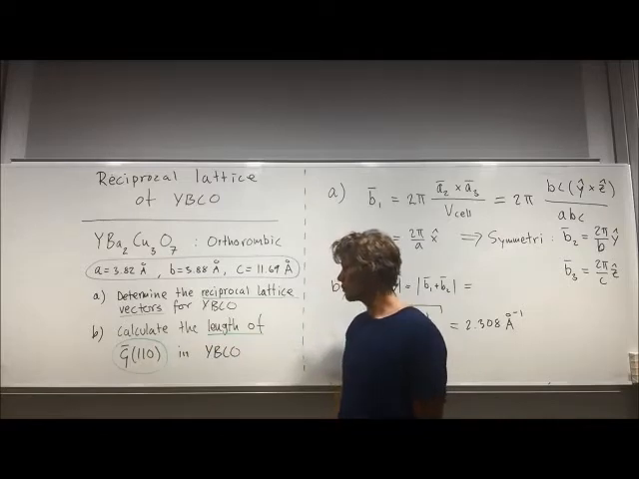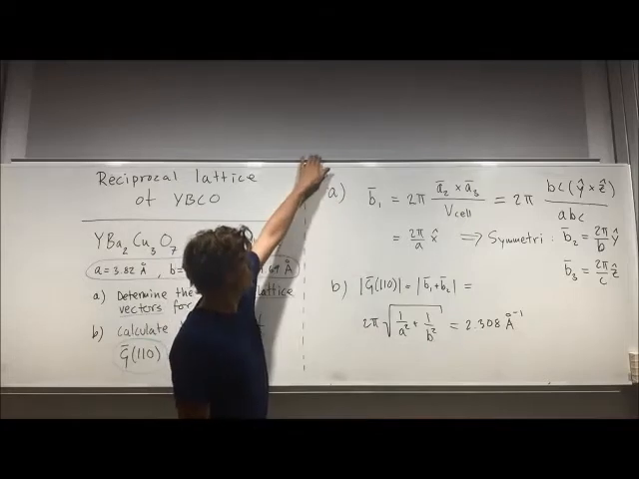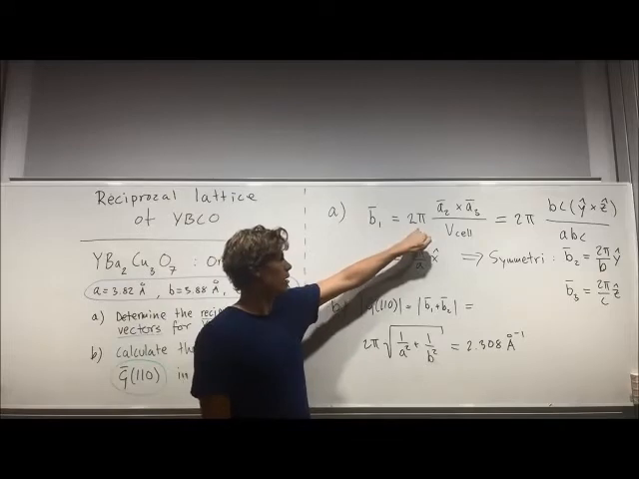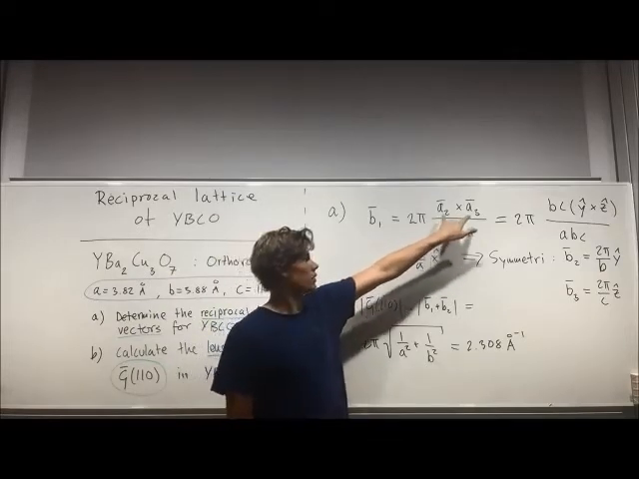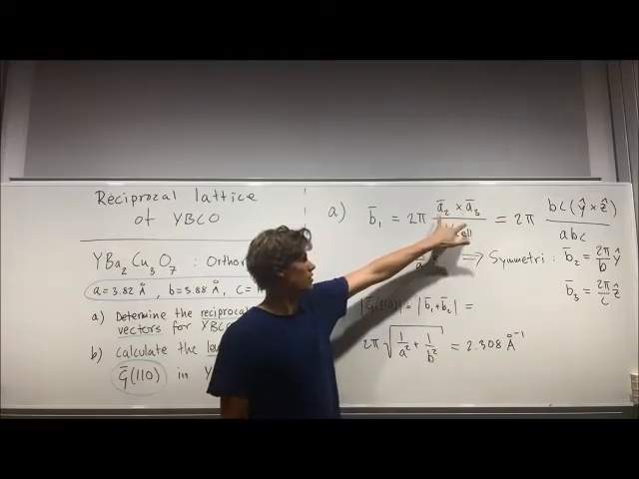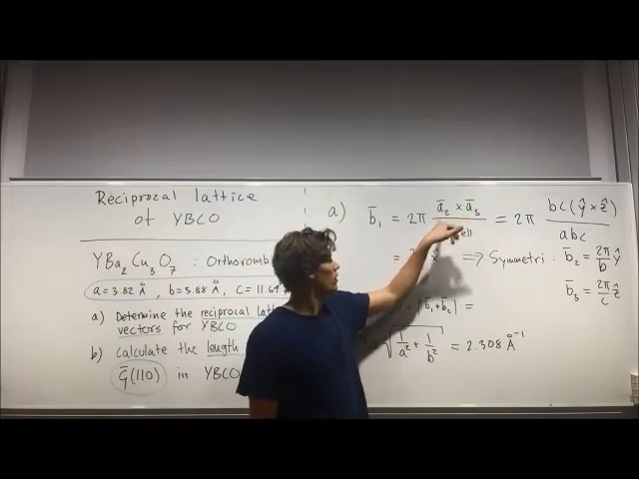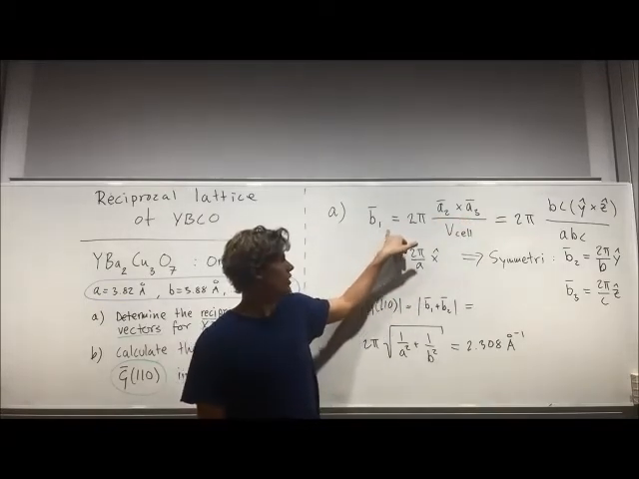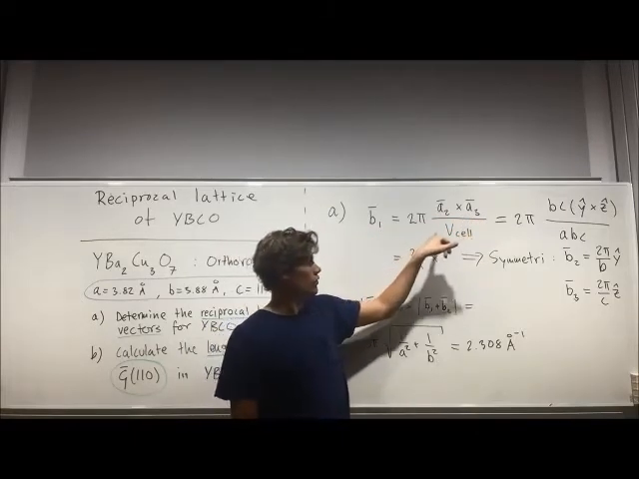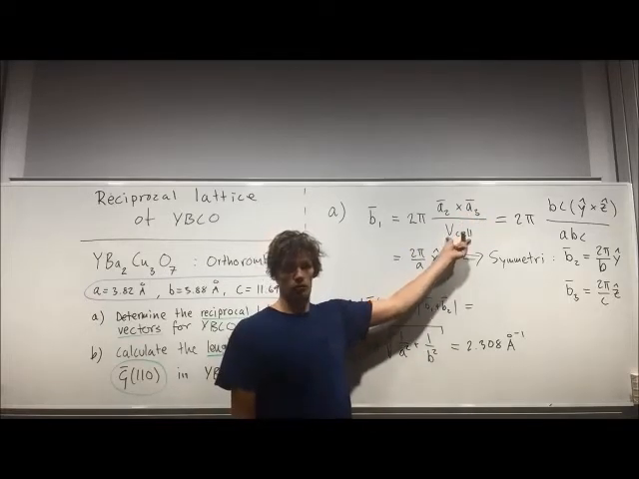and also to calculate the length of the reciprocal lattice vector with the Miller indices 1, 1, 0 in YBCO. To do that, we'll just use the definition of the reciprocal lattice vector. It is 2π times the cross product of the other two lattice vectors. If you have 1 there, you have 2 and 3. If you have 2 there, you take 3 and 1. If you have 3 there, you take 1 and 2. Then you divide by the total volume of the cell.